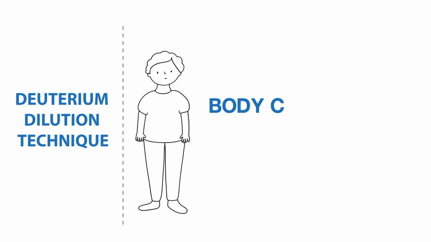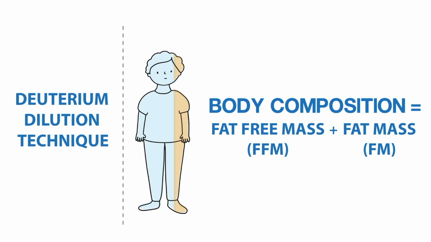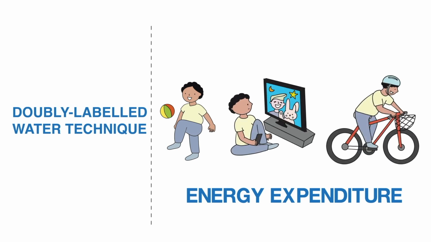The deuterium dilution or heavy water technique accurately measures body composition by determining fat-free mass and fat mass. The doubly labeled water technique can help determine the amount of energy a person uses each day.